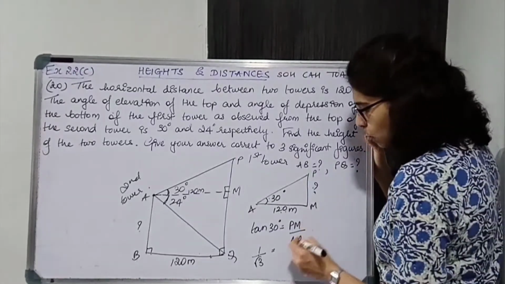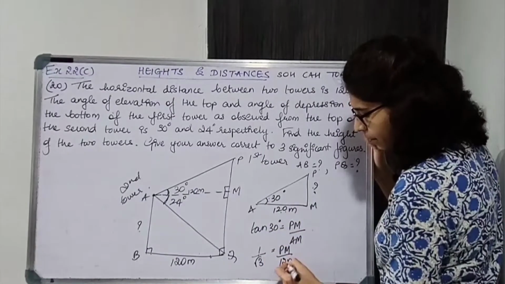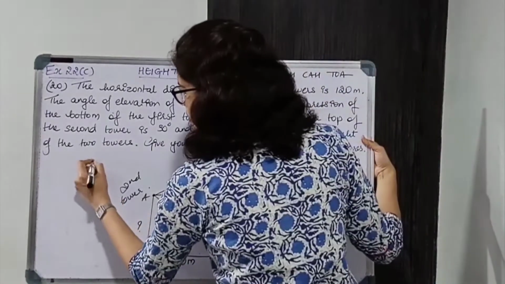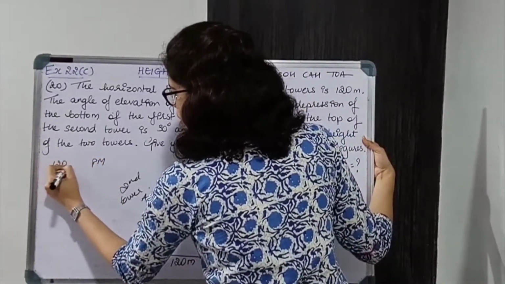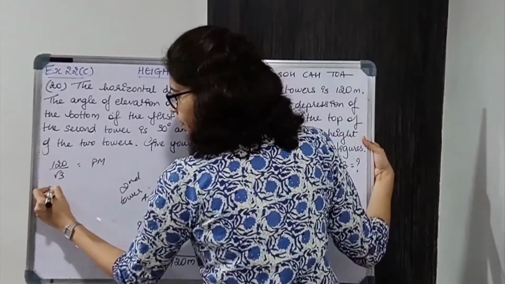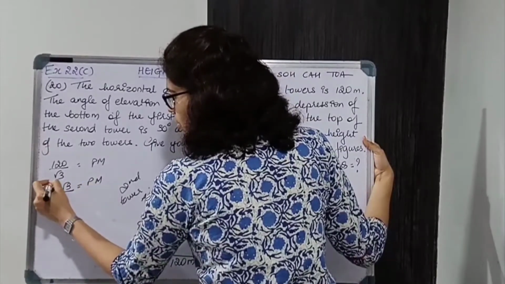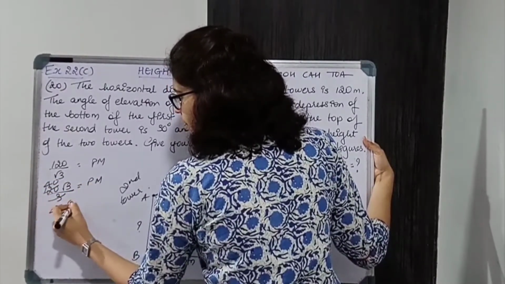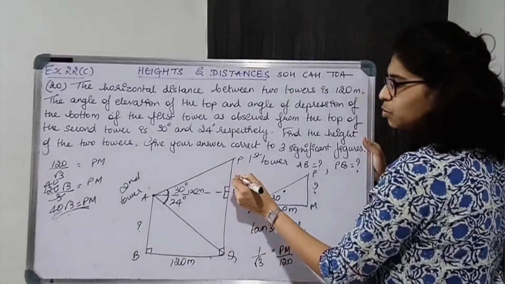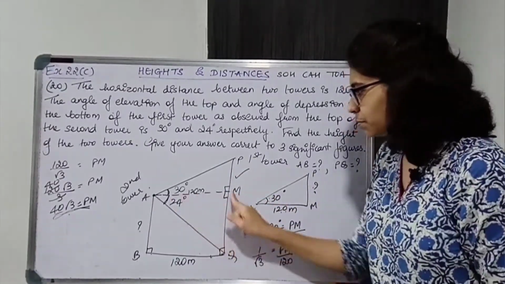So PM we have to find, AM is 120, so we'll shift 120, so 120 upon root 3 हो जाएगा. So PM is equal to 120 upon root 3. We never keep root in denominator, so we'll multiply by root 3. So 120 root 3 upon 3, so it is 40 root 3. You just solve this and you will get PM का value. Now MQ, for that I will consider this triangle.